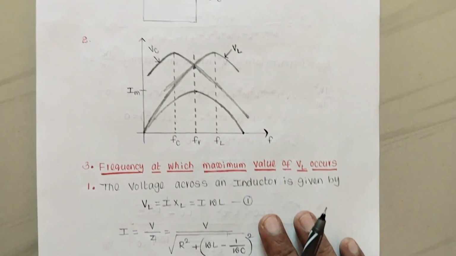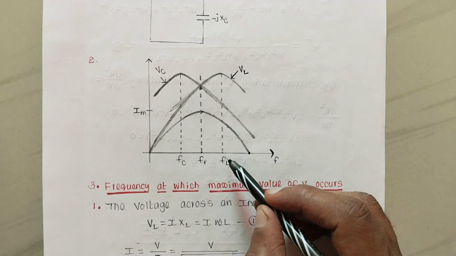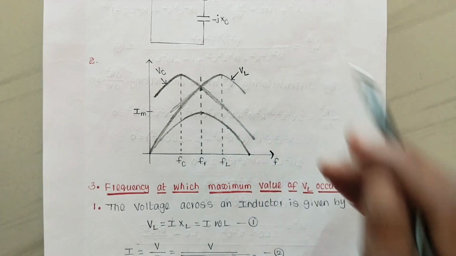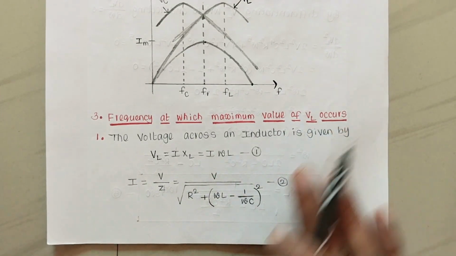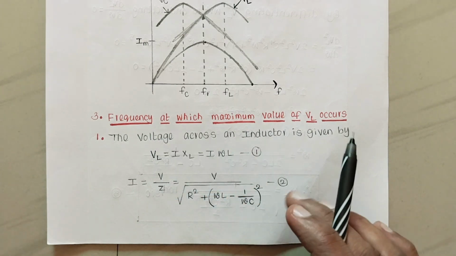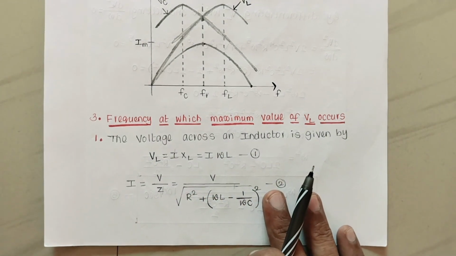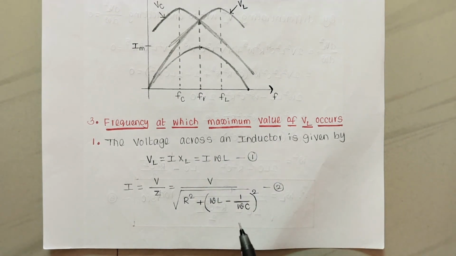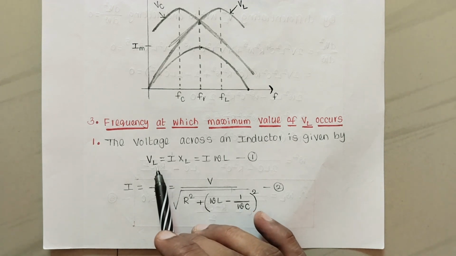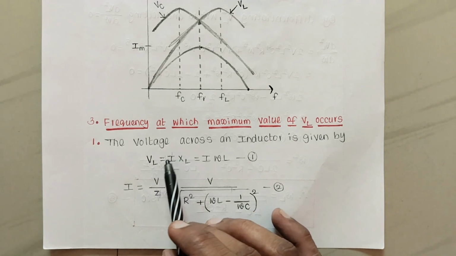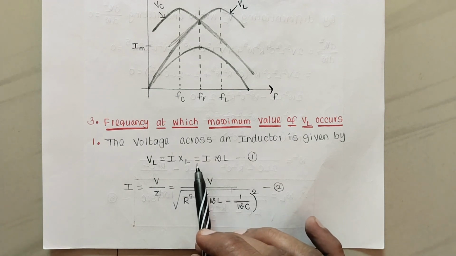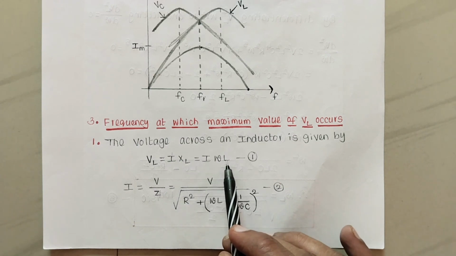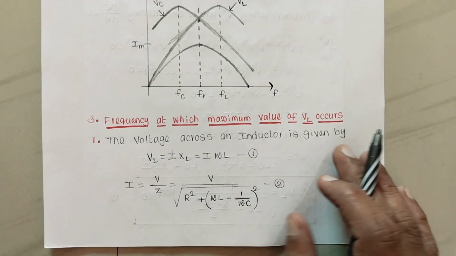So here, first we are finding the mathematical expression for this FL, the frequency at which the voltage across the inductance is maximum. Again, the frequency at which the maximum value of VL occurs. The voltage across an inductor is, in general, VL equal to I into XL, current into the reactance offered by the inductor, which equals I into XL, where the reactance offered by the inductor is omega L. Let it be equation 1.